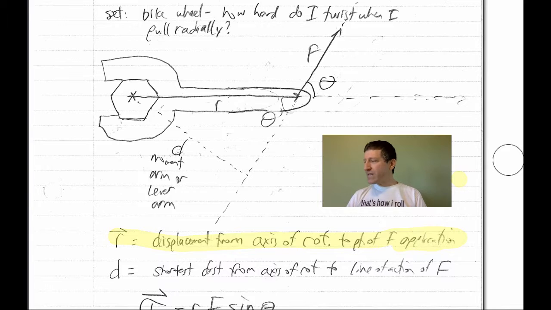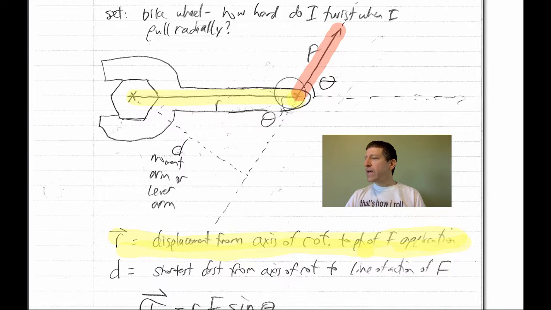So for masses, moments of inertia, R is the displacement from the axis of rotation to the point where the mass is stationed. For torques, R is the displacement from the axis of rotation to the point of force application, which in this problem is right there. Now, to figure out the torque, you've got to take the R value, this value right there, and multiply it by the force that way, but notice that the angle also matters.